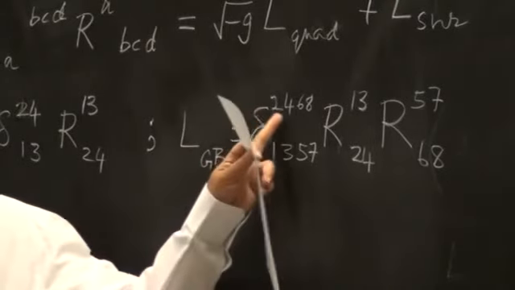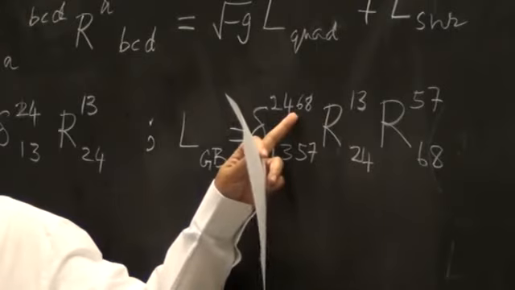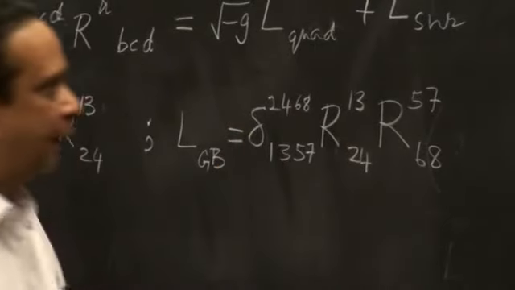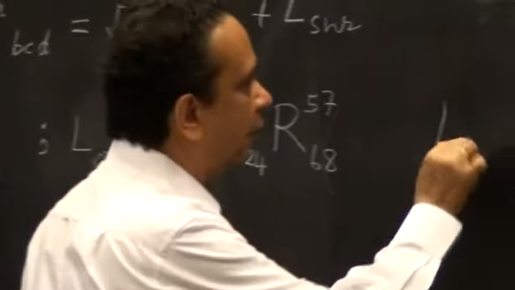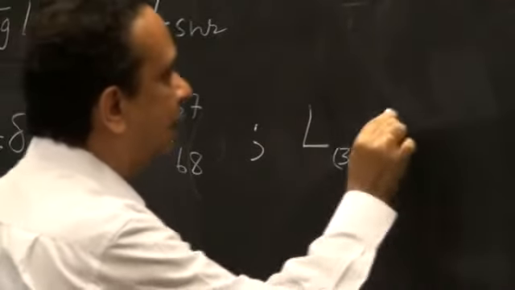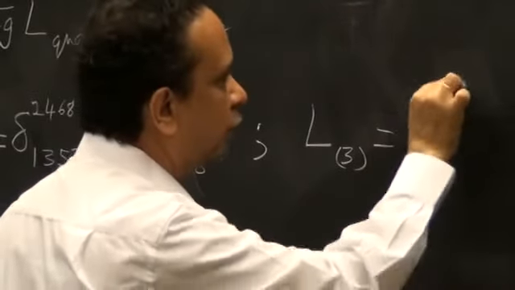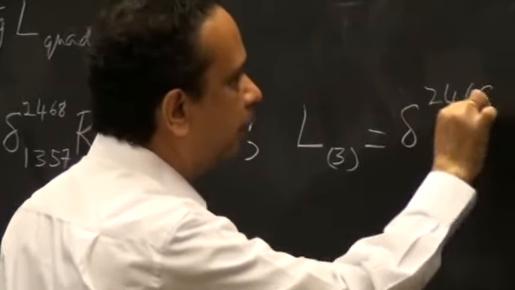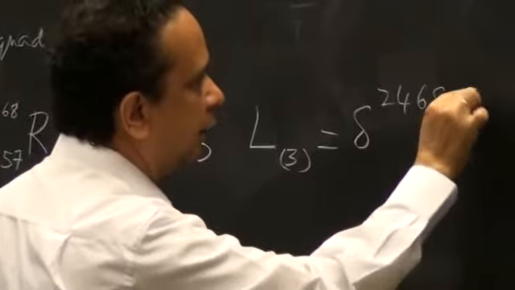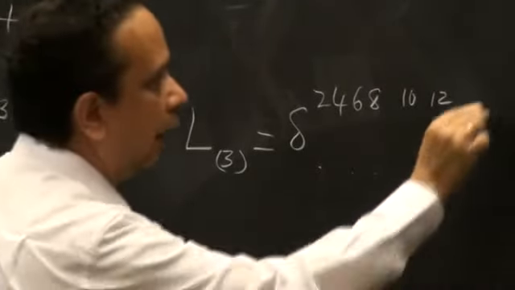Now this quantity has to be completely anti-symmetric in all the indices. So the next one which I would write down would be what I will call L3. We'll have a delta which has 2, 4, 6, 8, then 10, 12, etcetera, and 3 copies of R.